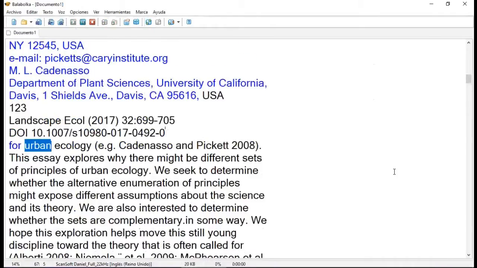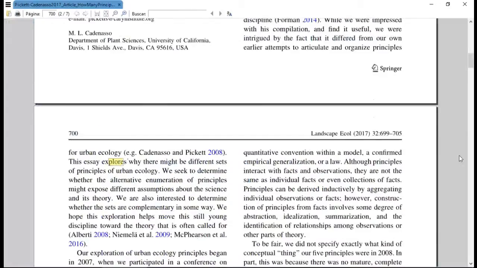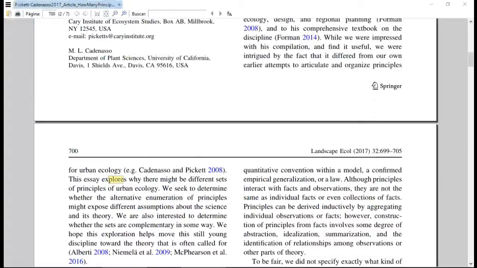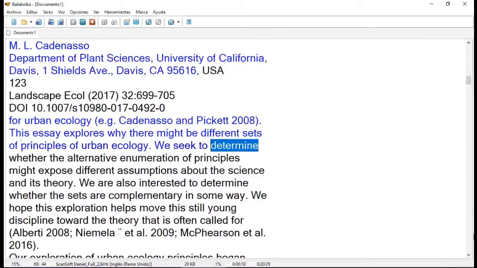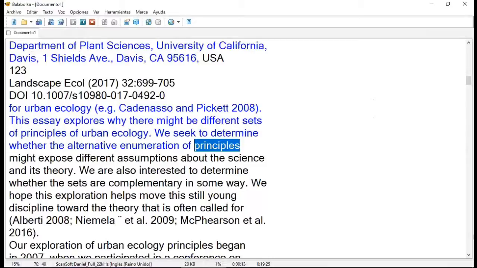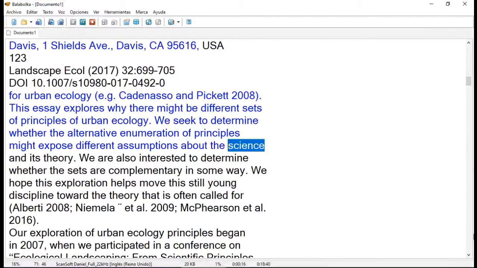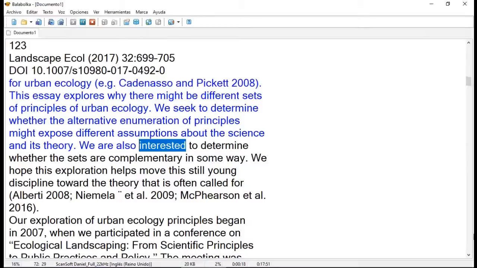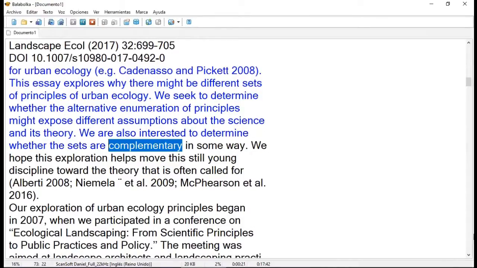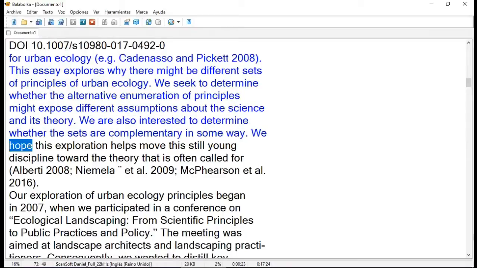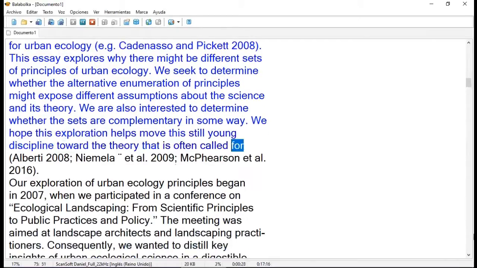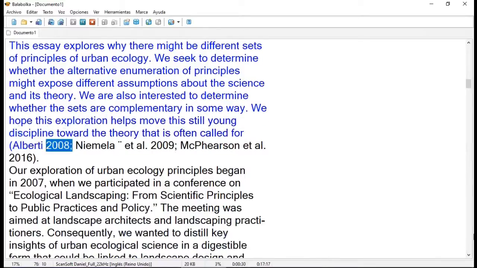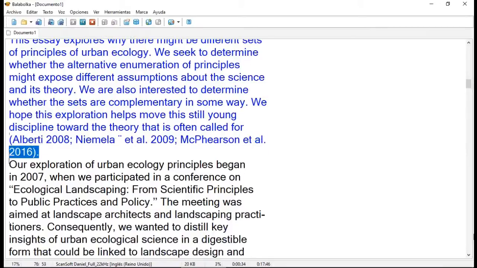Cadenasso and Pickett 2008. This essay explores why there might be different sets of principles of urban ecology. We seek to determine whether the alternative enumeration of principles might expose different assumptions about the science and its theory. We are also interested to determine whether the sets are complementary in some way. We hope this exploration helps move this still young discipline toward the theory that is often called for. Alberti 2008, Niemelä and others 2009, McPherson and others 2016.